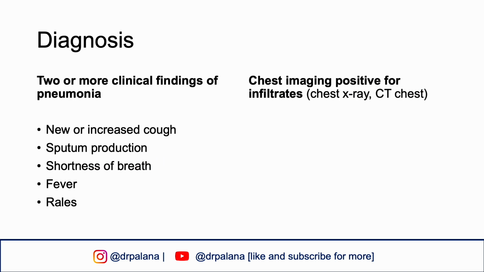A pneumonia diagnosis includes two or more clinical findings of pneumonia and chest imaging. Two or more clinical findings include new or increased cough, sputum production, shortness of breath, fever, or rales. And chest imaging can be a chest X-ray or a chest CT.